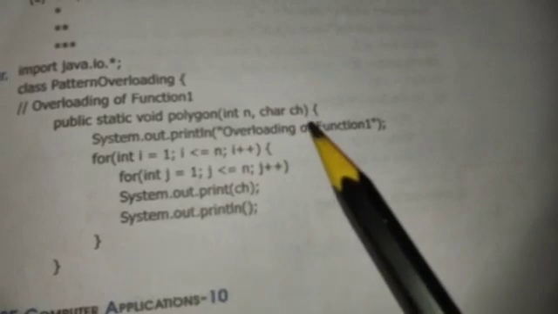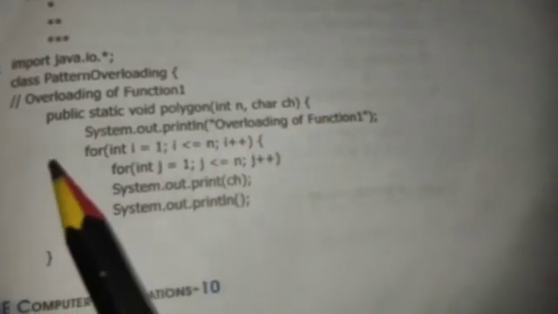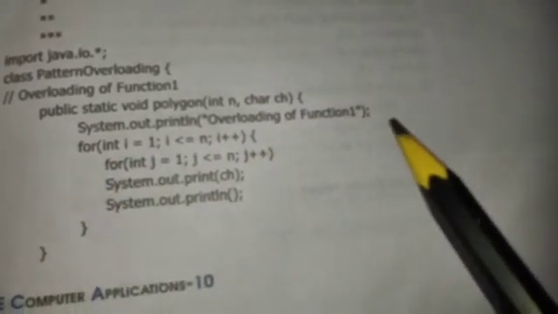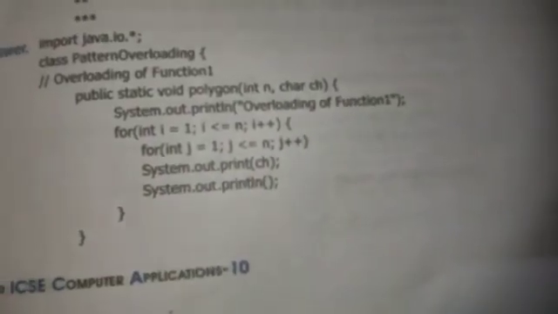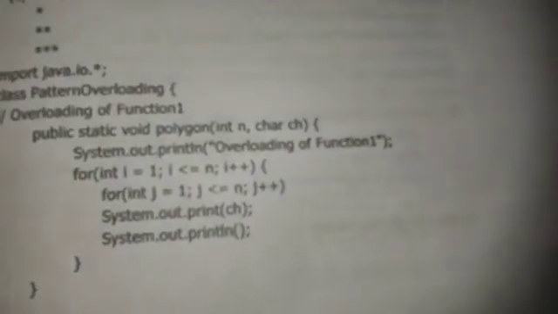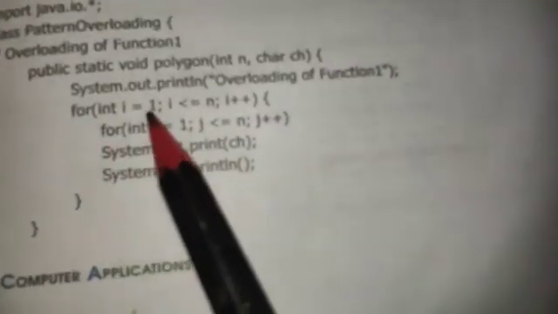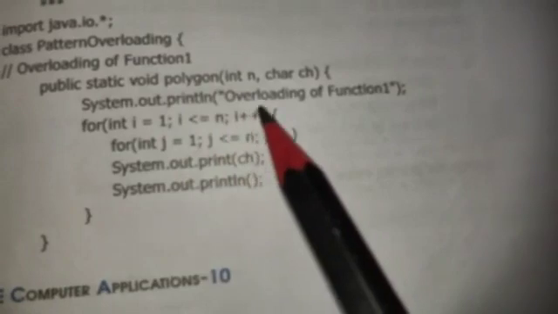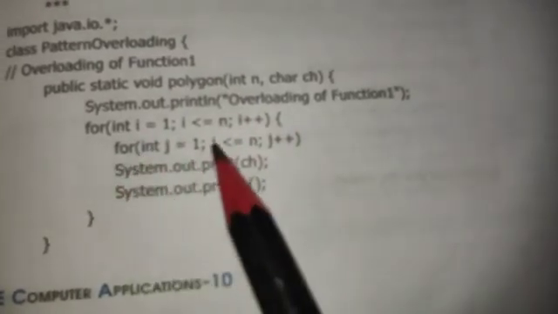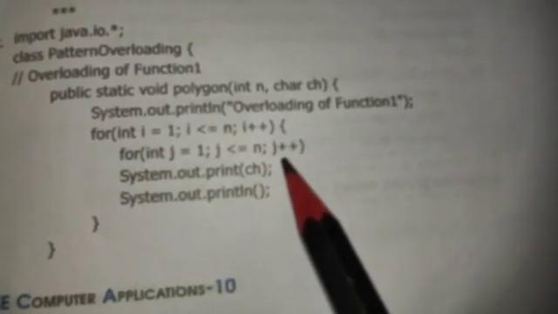We will take two parameters, n and ch. We will print the message overloading of function 1, and then we will use a for loop to print. Why do we use a for loop when we are doing patterns? To print this kind of series. For i equals 1, i less than or equal to n, i plus plus; j equals 1, j less than or equal to n, j plus plus.